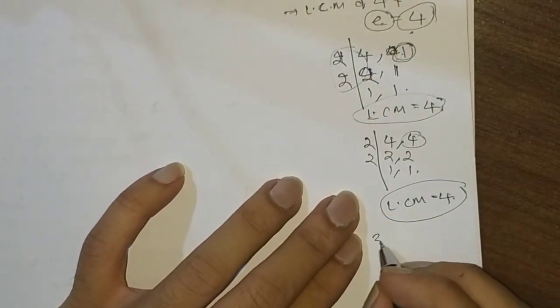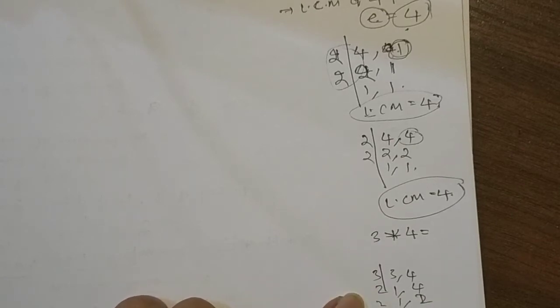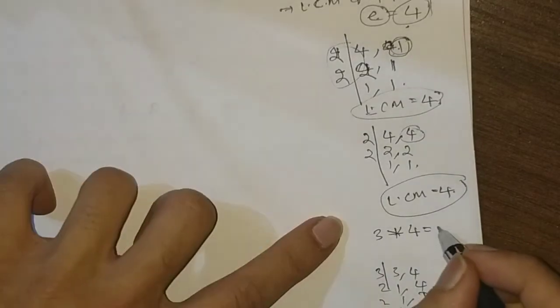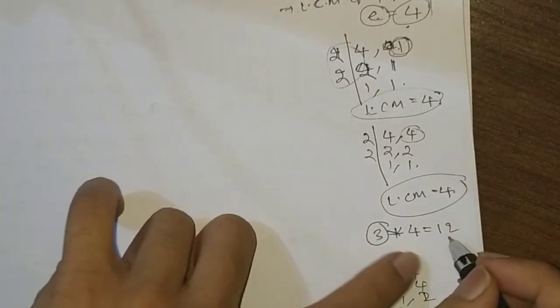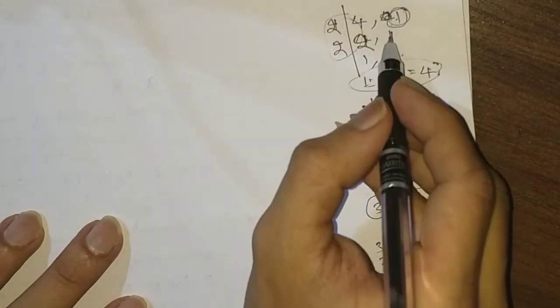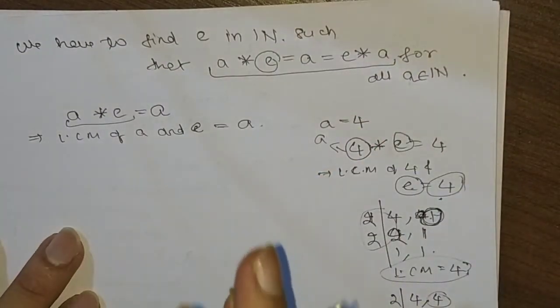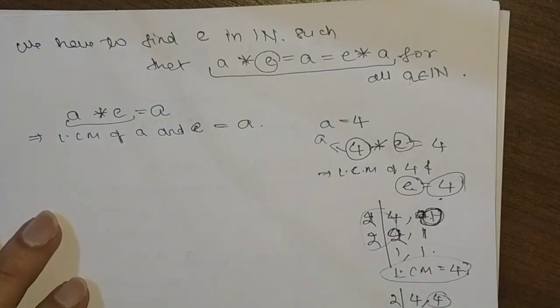So if we take, say, 3, then 3 star 4, that is the LCM of 3 and 4. That will be 3 1 are 3, 4 as it is, 2 2 are 4 and 2 1 are 2. So the LCM of 3 and 4 is 12 here, right? So you are not getting back 3. So the identity here is nothing but 1, because it will satisfy this condition for any A. It should satisfy for all A.